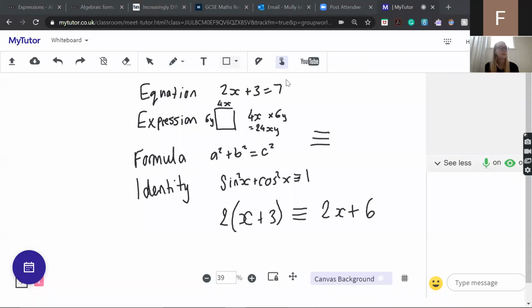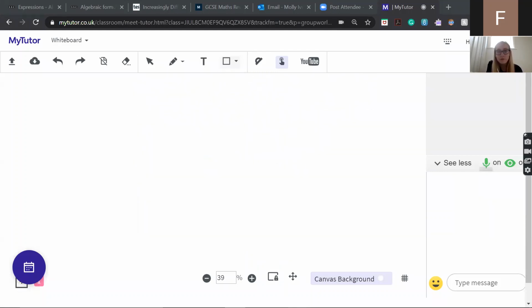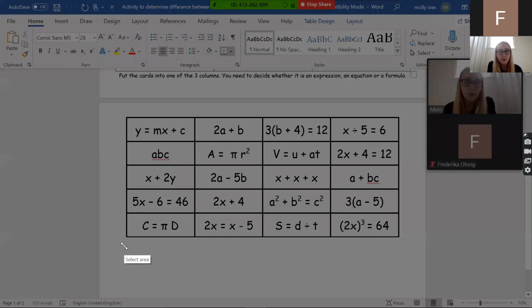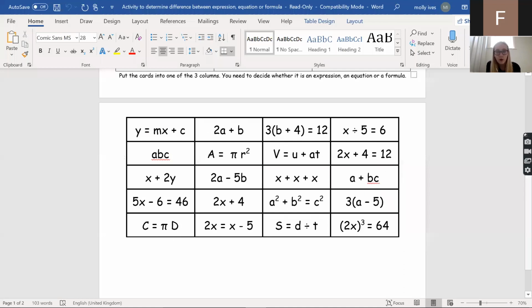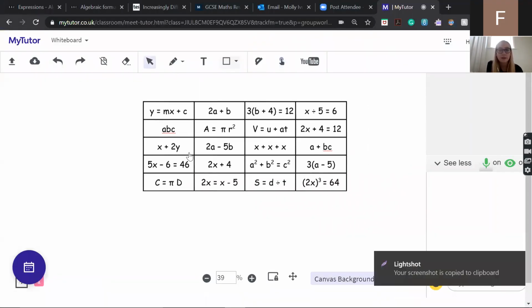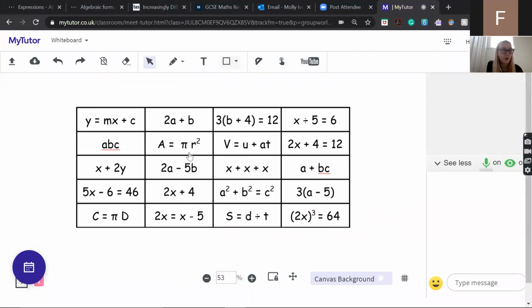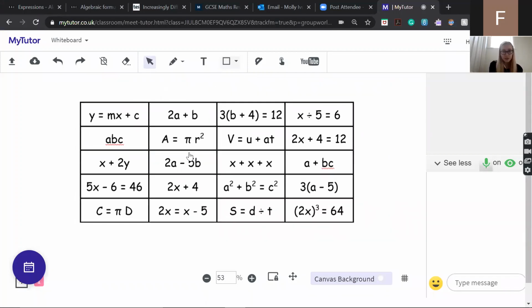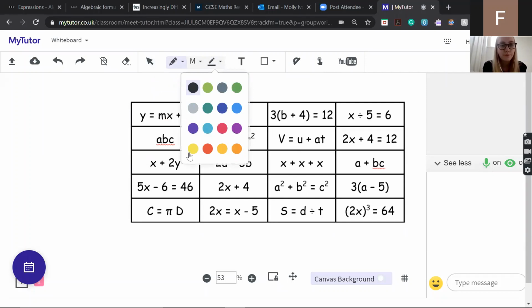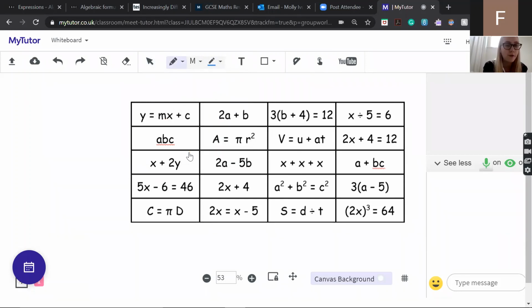Awesome, thank you. Cool. So I've got a little mini activity for drilling that in, working out which is which. So we've got a big group of things here, and we want to determine whether these are expressions, formulae, or equations. Rather than dragging or dropping anything, I'm just going to color code them. So we'll start off by looking for all the expressions.